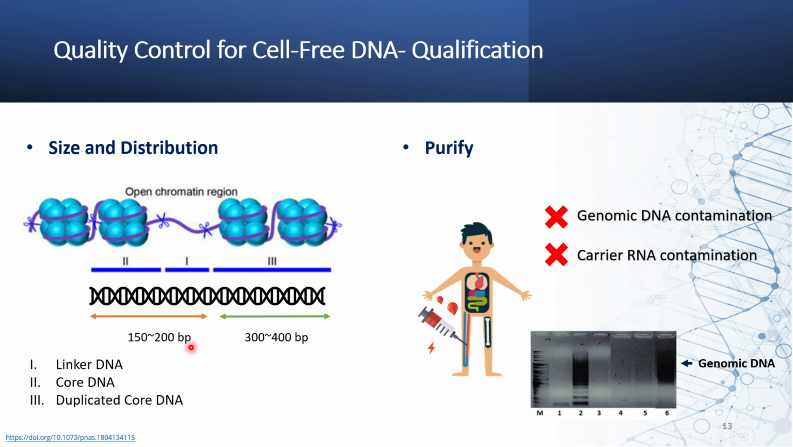In some cases, there also exists dinucleosome, even trinucleosome, due to the duplicated core DNA. Since most cell-free DNA is isolated from body fluid, such as blood or urine, genomic DNA contamination needs to be avoided. In addition, carrier RNA can enrich the extracted amount of cfDNA during the isolation. So preventing carrier RNA contamination is one important QC point for the purity check.